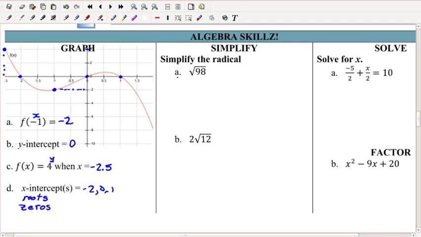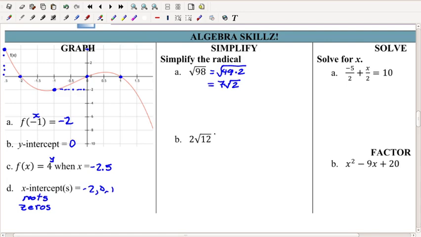All right, simplifying radicals. We're looking for perfect square factors of 98. So maybe you had to plug some numbers into your calculator for a while until you figured out what they are. But this 98 is actually equal to 49 times 2. And 49 is the perfect square of 7 squared. So this would be 7 times the square root of 2.